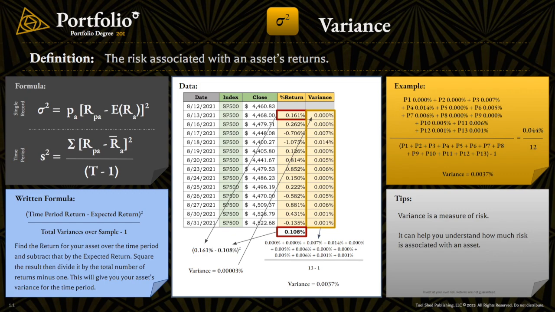And the biggest thing that you need to take away about variance is that it's an identifier of risk. It can help you understand how much risk is associated with a particular asset, which can help you anticipate asset price fluctuations.